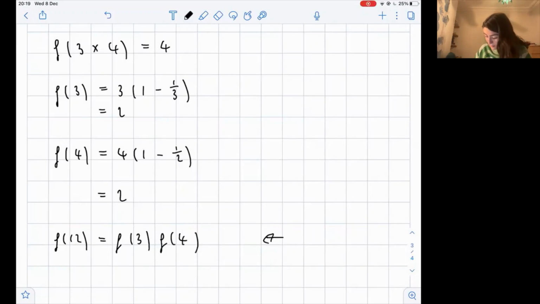So we have found a counterexample. We have found two numbers where the multiplicative property does hold, but that are not distinct primes, because 4 is not a prime. So we've found that the statement is false.